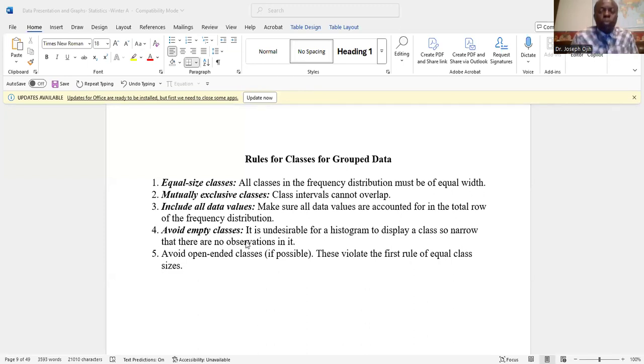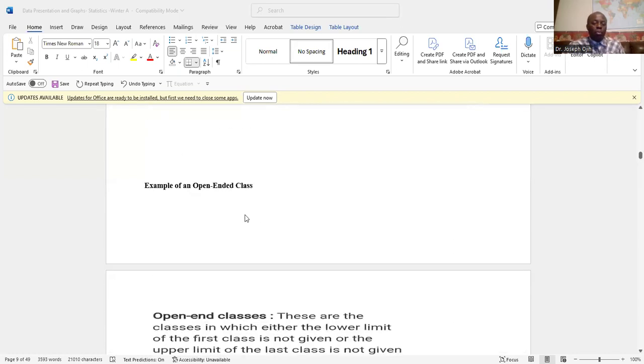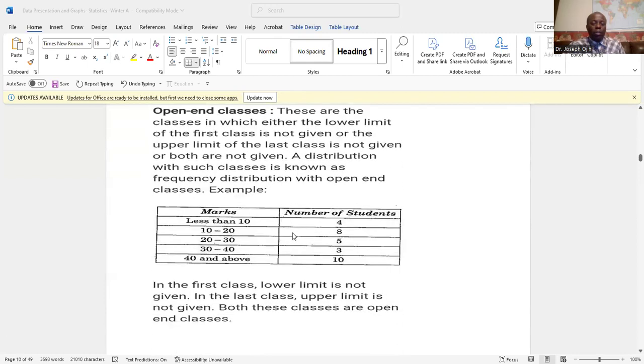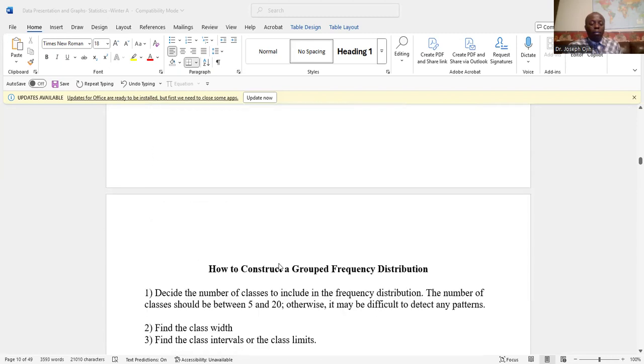Also, avoid open-ended classes. So let's look at what I mean by open-ended classes. Look at this example here. You can say less than 10. That means it doesn't say where it started. Just say less than 10. And it says 10 to 20, 20 to, then come here and say 40 and above. With 40 and above, you don't know where it ends. So it's a good example of an open-ended class.